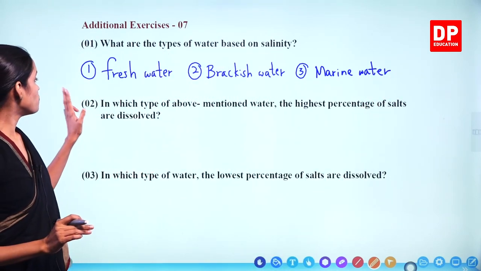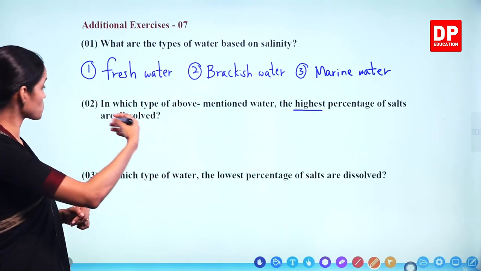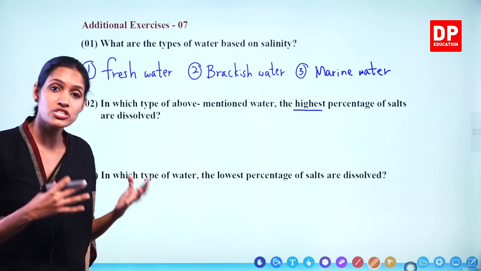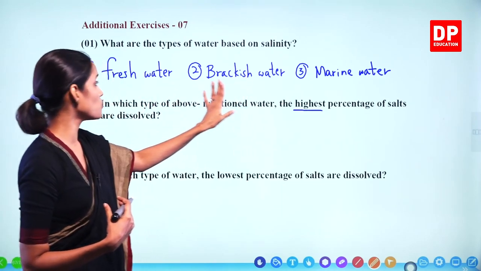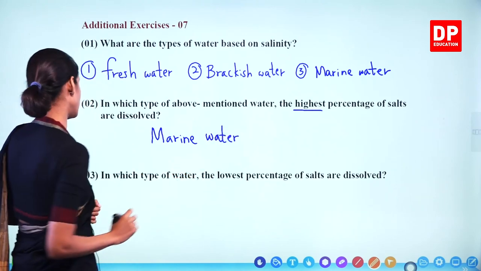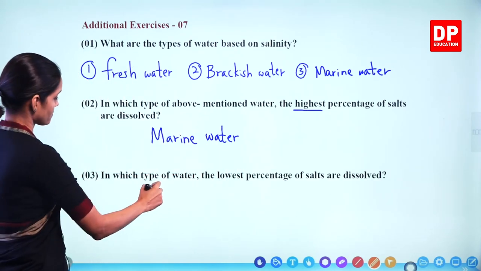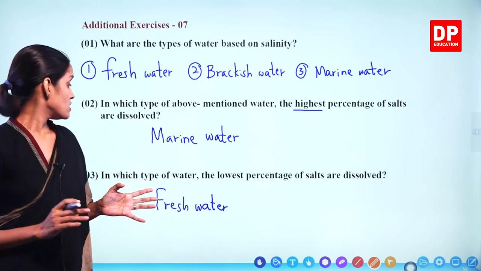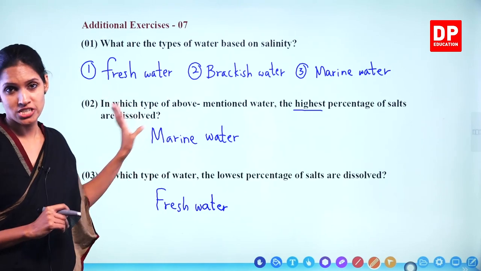All right. In which type of the above mentioned water are the highest percentage of salts dissolved? Which type of water is salty in taste? That is marine water. In oceans and seas, the water has a lot of salts dissolved in it. Therefore, the highest percentage of salt is present in marine water. In which type of water are the lowest percentage of salts dissolved? It's obvious, it is fresh water. The amount of salts dissolved in brackish water is less than that of marine water but higher than fresh water. Understand?